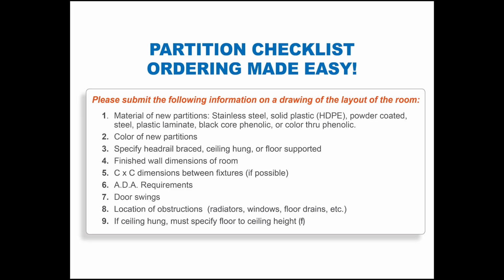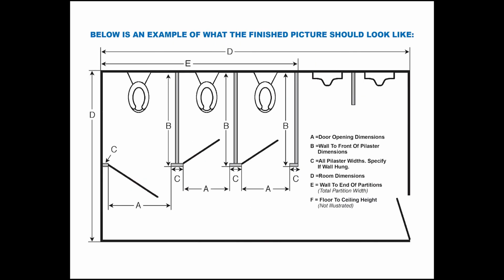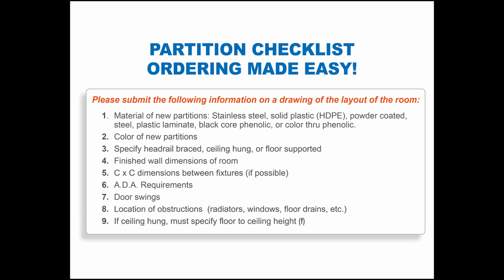4. Finish wall dimensions of room. 5. C by C dimensions, which means the dimensions between fixtures, if possible. 6. Any ADA requirements. 7. Door swings. 8. Location of obstructions, such as radiators, windows, floor drains, etc. 9. If ceiling hung, must specify floor to ceiling height.